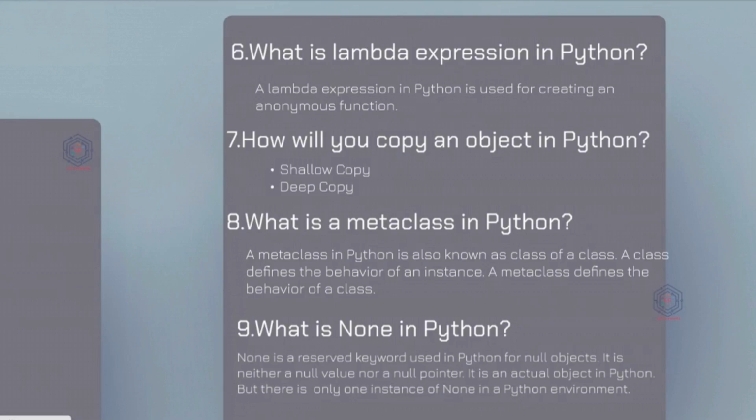Coming to the next question. What is None in Python? None is a reserved keyword used in Python for the null object. It is neither a null value nor a null pointer. It is an actual object in Python. There is only one instance of None in a Python environment. We can use None as a default argument in a function.